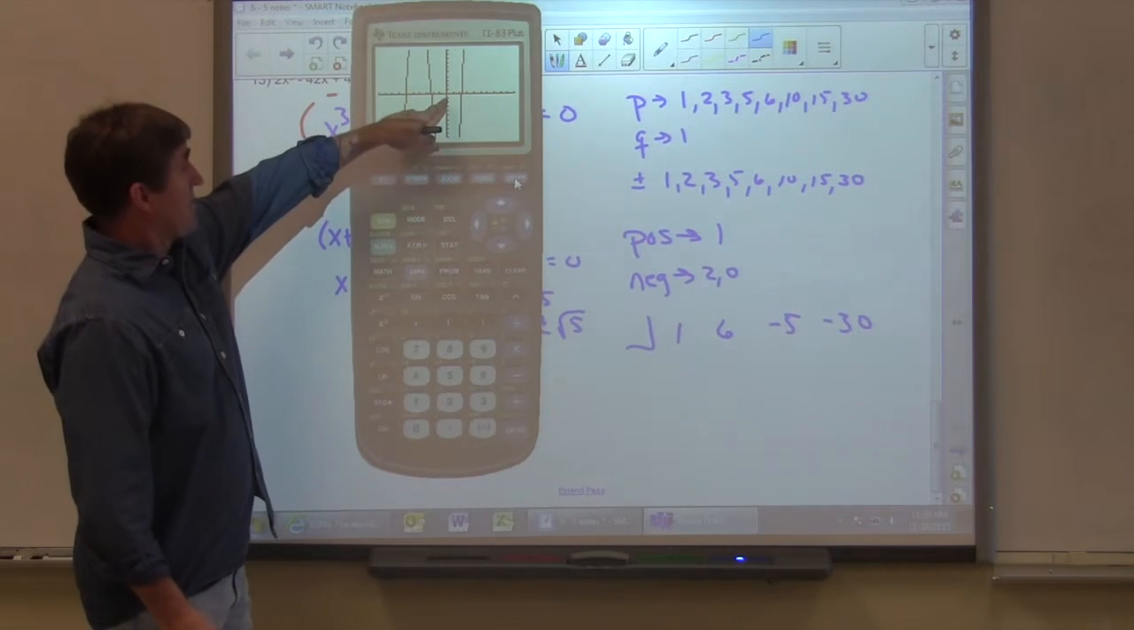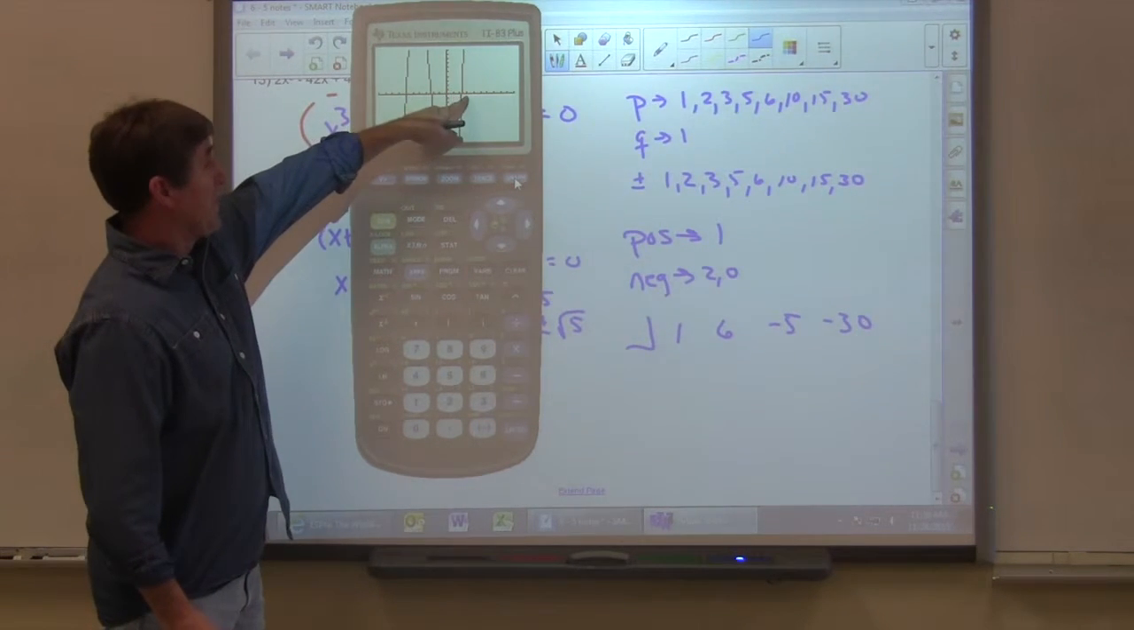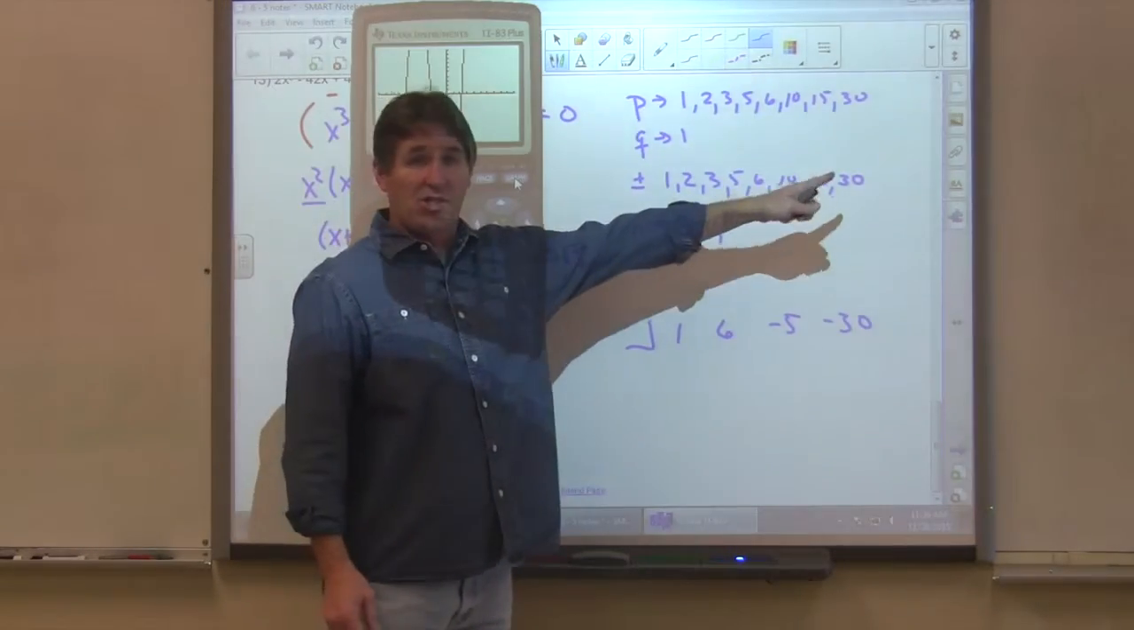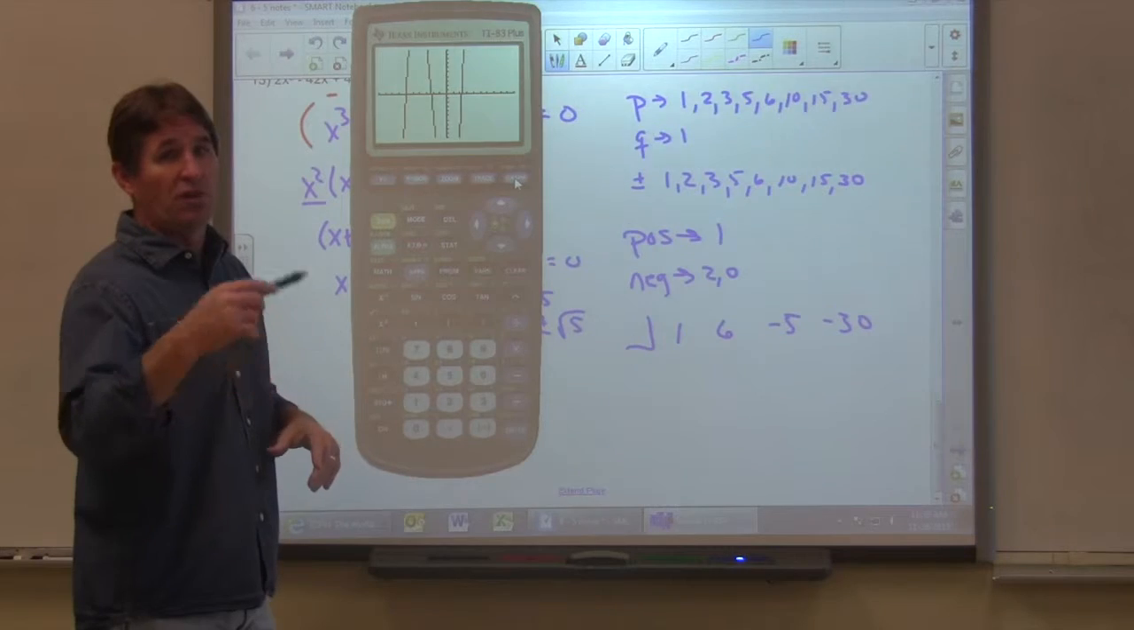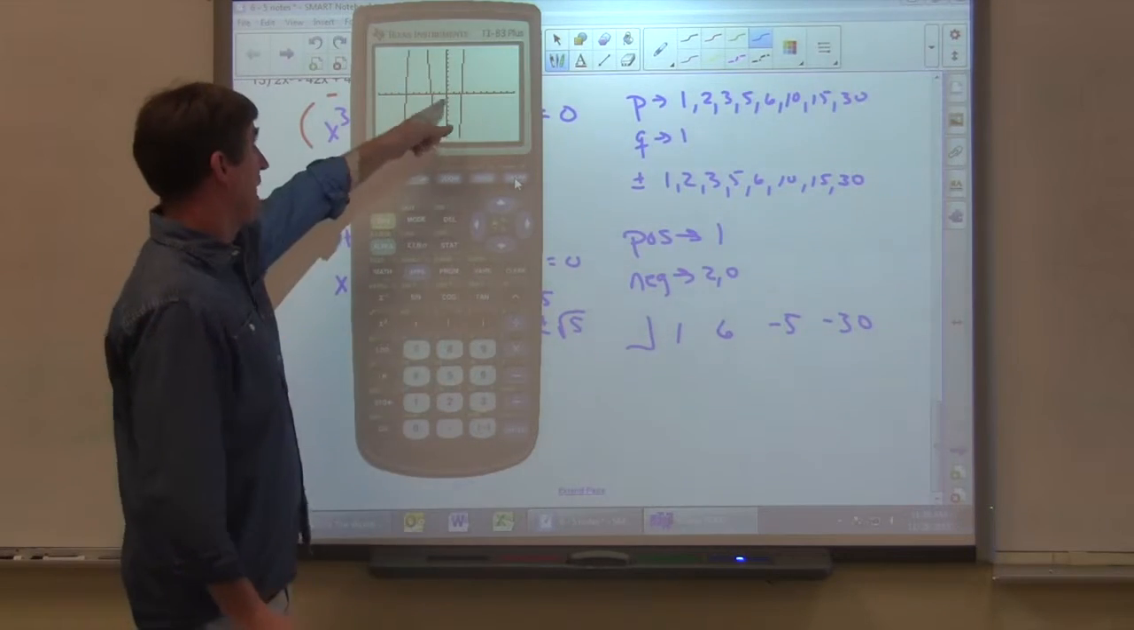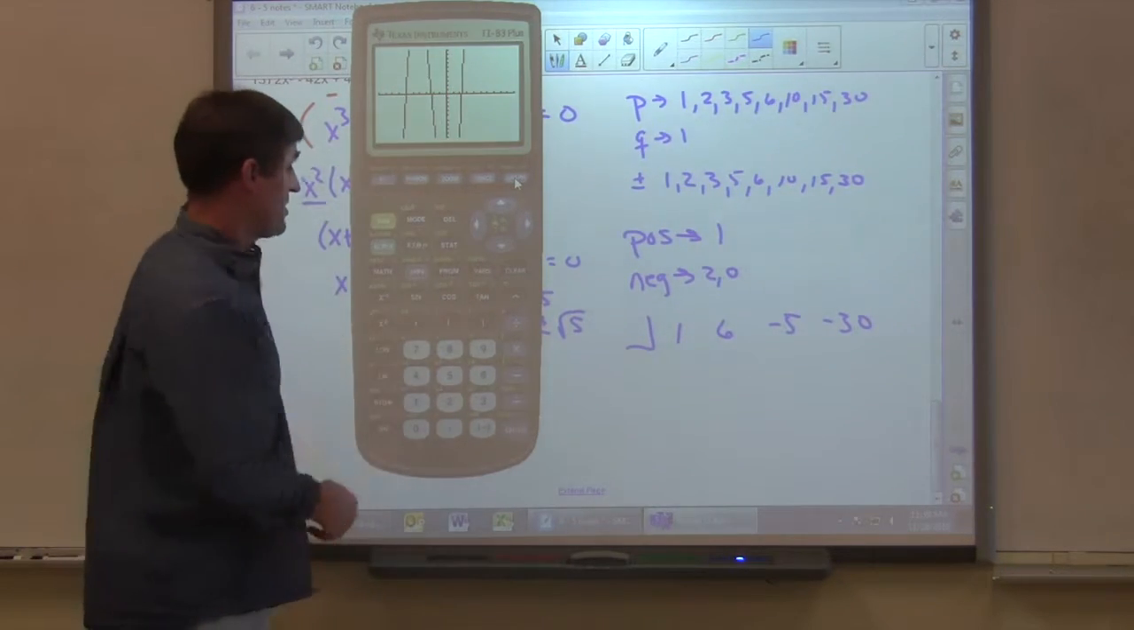If I graph this, the positive one, I can see it's between 2 and 3, and we don't have any fractions to try. So I know it's an irrational solution. So that's something you can do if you're trying some and you're not getting anywhere. You can type it in the graphing calculator and kind of see where it crosses.